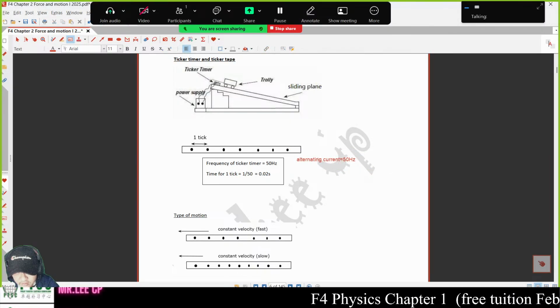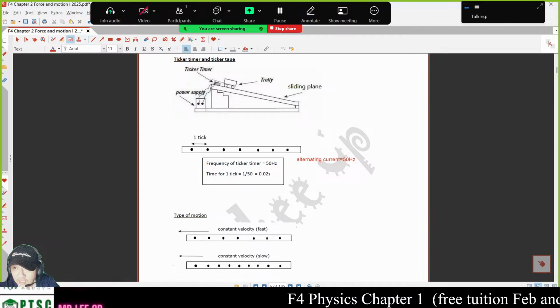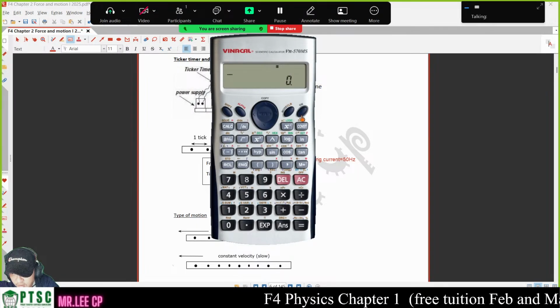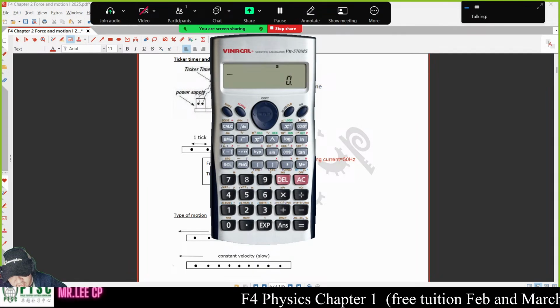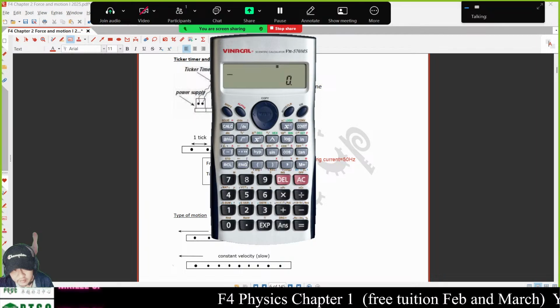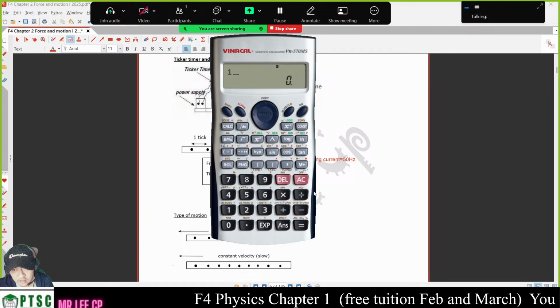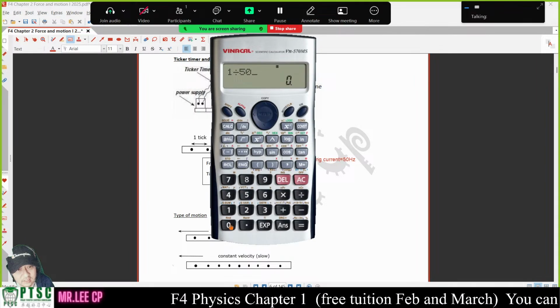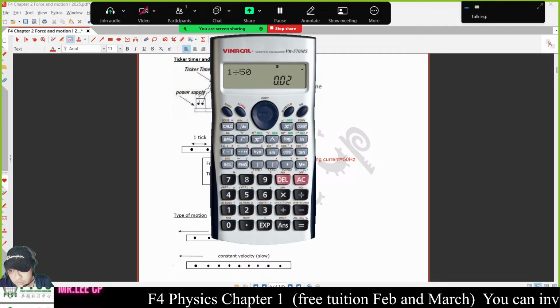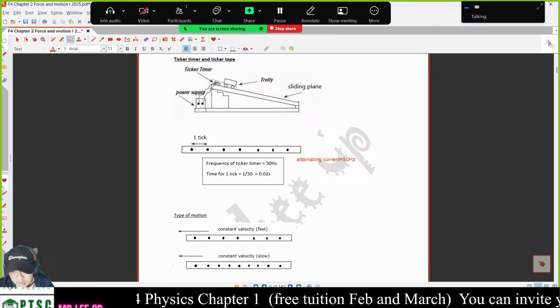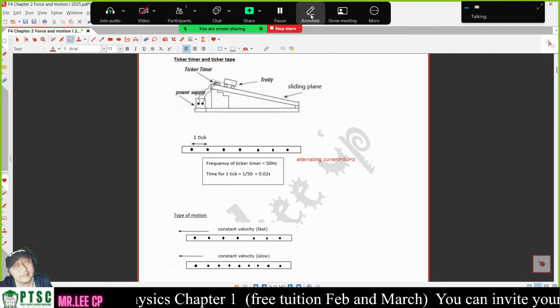You need to know this. Now, 1 divided by 50. 1 second, I can do 50 ticks. So 1 divided by 50 is 0.02. So every tick will give me 0.02 second. This one is fixed.